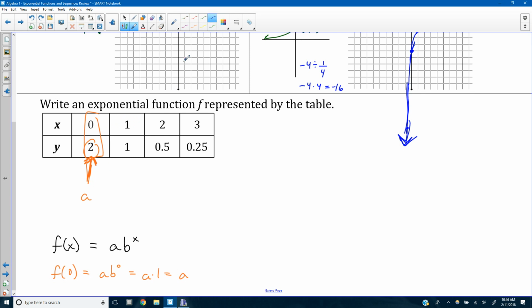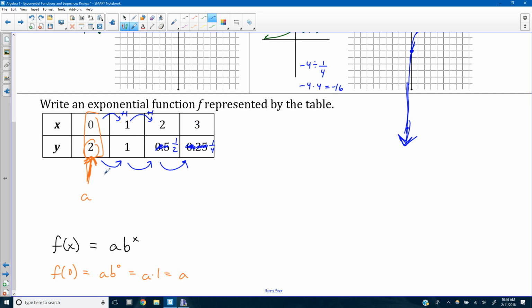Now the b value is all about every time x increases by 1, what y is doing. X is increasing by 1, plus 1, plus 1. And what is y doing? As I go from 2 to 1, as I go from 1 to 0.5, and this one as well. Now one thing I'm going to do here, I'm going to change this to 1/2 and 1/4, because I know that that's what they are. And aside from one section, which I think is the next section, I'm really going to avoid using decimals if at all possible. I'd like to talk about fractions.